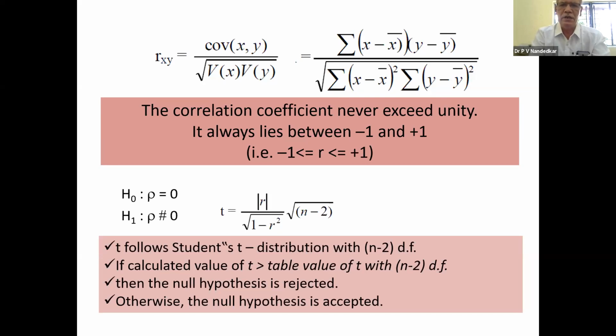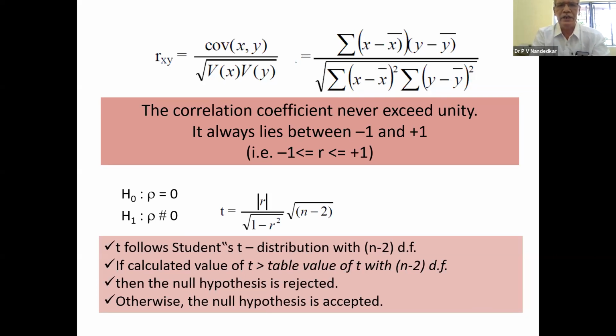Usually, the correlation coefficient never exceeds the limits of -1 and +1. That means the maximum limit of correlation is +1, and the minimum limit of the correlation coefficient is -1. Now, how to calculate it?